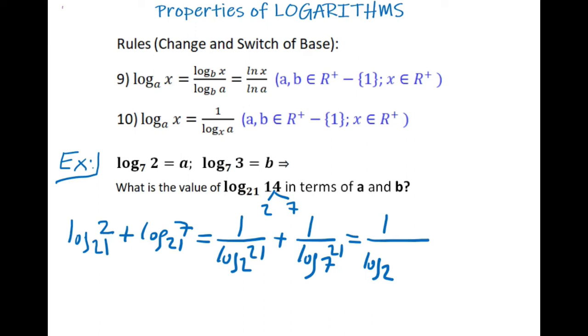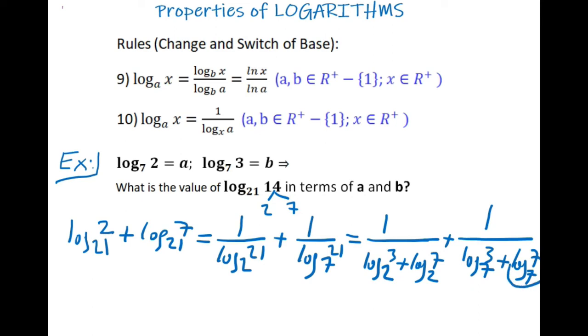So we can write this term as logarithm of 3 plus logarithm of 7, where the bases are 2. Plus, similarly, 1 divided by logarithm of 21 in base 7 can be written as logarithm of base 7. Okay, 21 can be factored as 3 times 7, so it's going to be logarithm of 3 in base 7 plus logarithm of 7 in base 7. We already know that logarithm of 7 in base 7 is 1, and logarithm of 3 in base 7 is given to us as b.